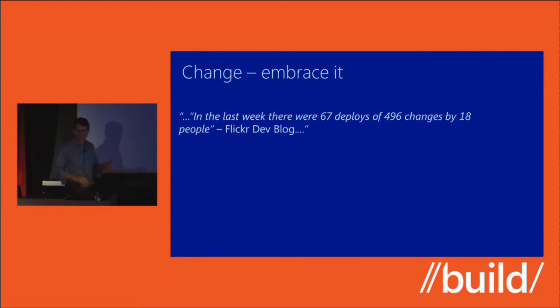This was just a comment out of Flickr. Part of the guys who created DevOps, we'll talk about that, or at least the term, had 67 deploys of approximately 500 changes by 18 people in the last week. You would not normally want to do that in your enterprise or your small business, but certainly it's that level of change or more that people actually get. How do we deal with that?